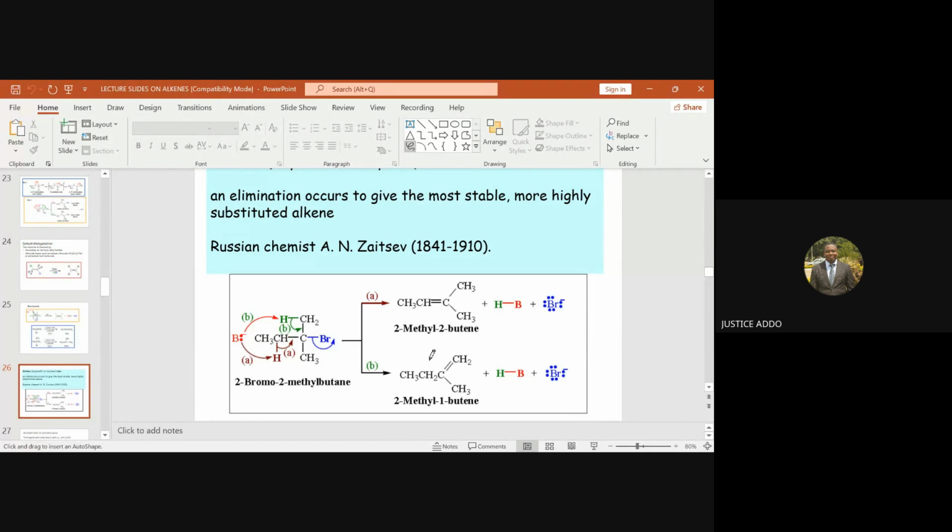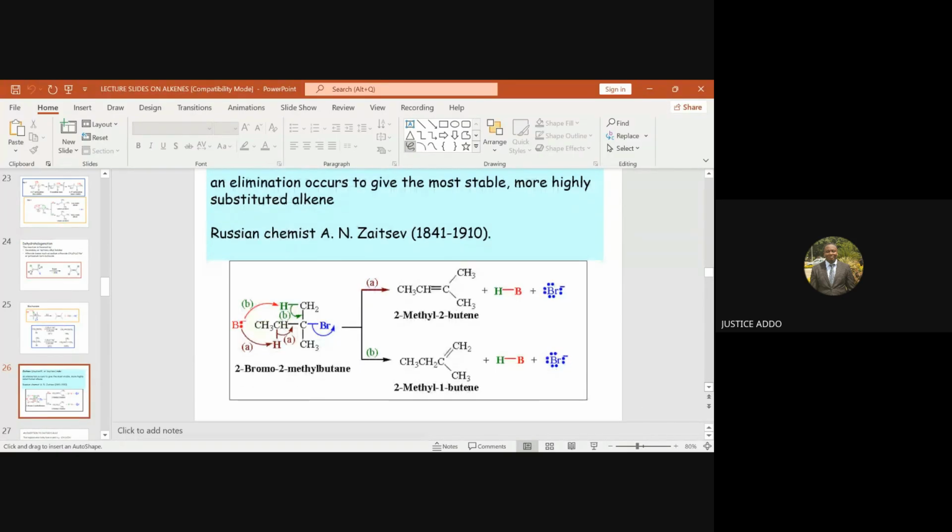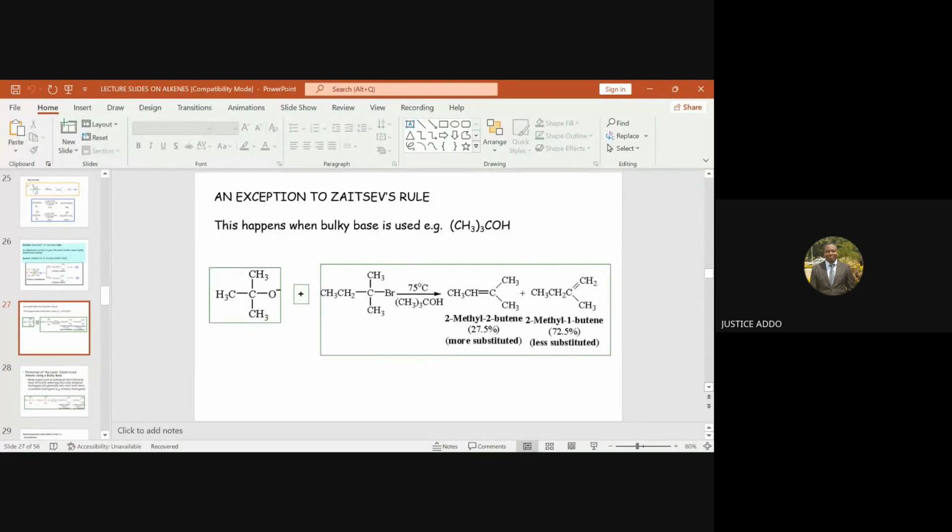And this is governed by Zaitsev's rule, which says that during an elimination reaction, the most highly substituted alkene gets formed. But then there's an exception to this rule. And the exception is that if the base that you are using is a bulky base, then the reverse takes place.